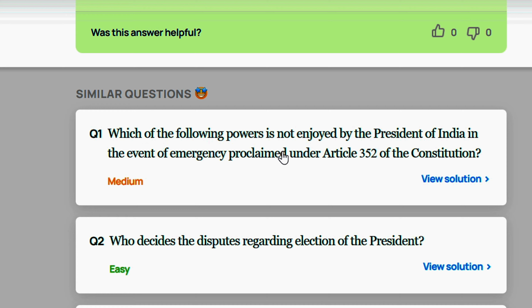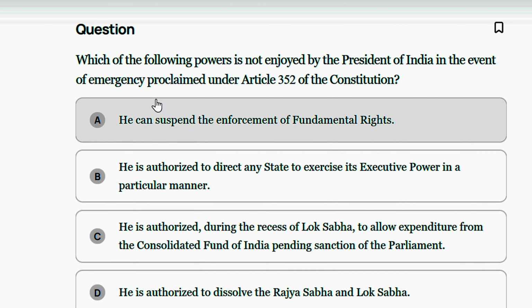Which of the following powers is not enjoyed by the President of India in the event of emergency proclaimed under Article 352 of the Constitution? View solution. Correct answer is this one. He is authorized to dissolve the Rajya Sabha and Lok Sabha.